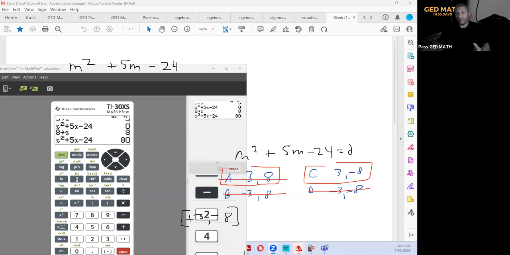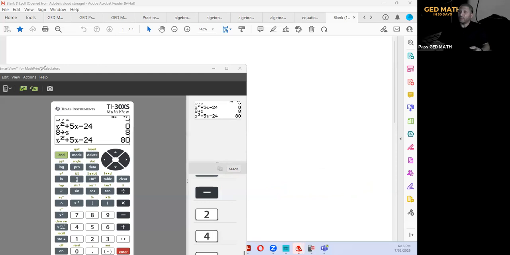So hold on, Mr. Tinsley, what if I see something like this? For example, m squared minus 5m equals 24.